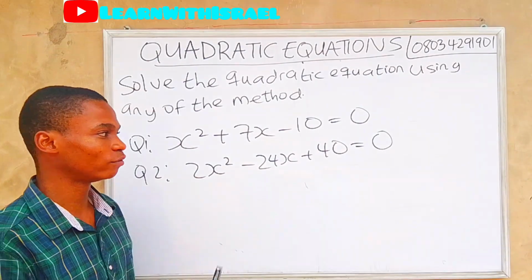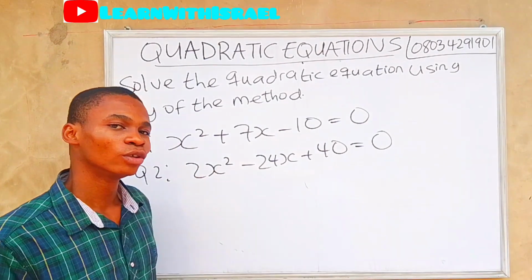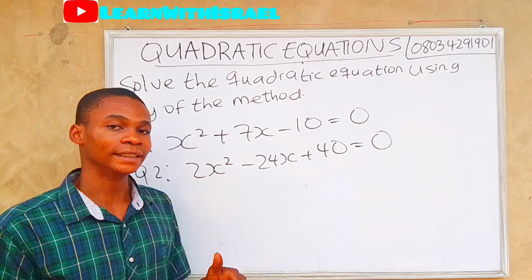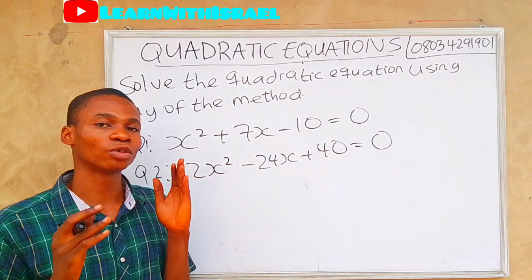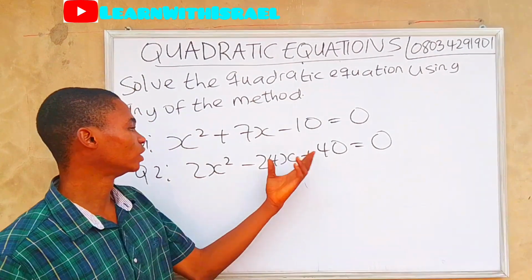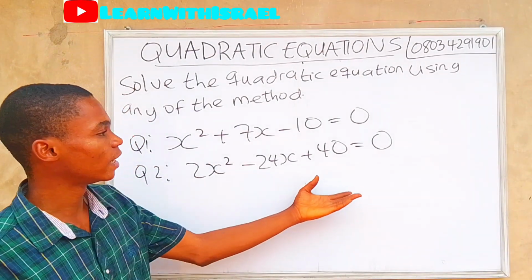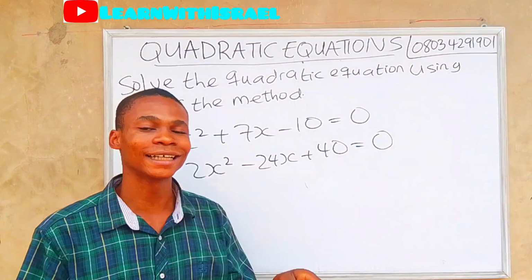Hope you remember that if you want to solve this kind of question, what do you do? You divide through by 2. But if you are solving using the formula method, also known as the almighty formula, you don't need to divide through by 2. So make sure you drop the answer in the comment section. I'll be waiting for your answers.